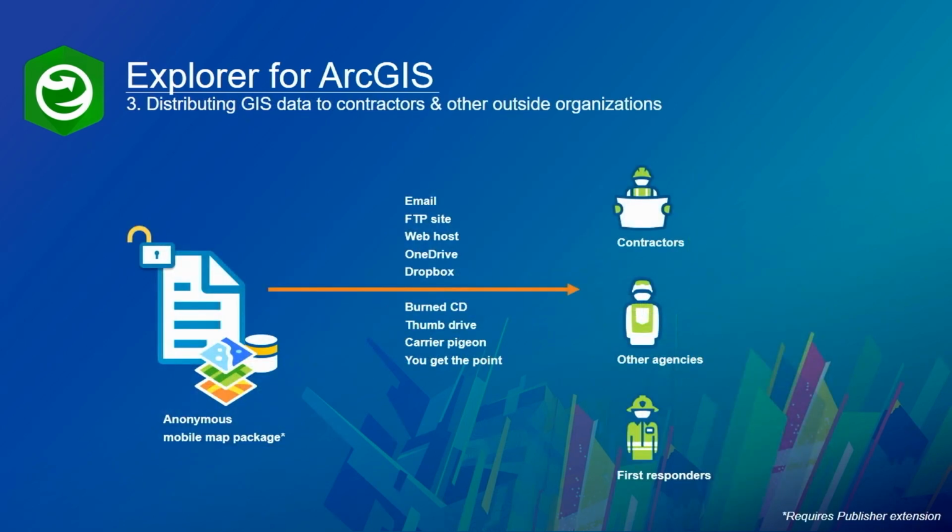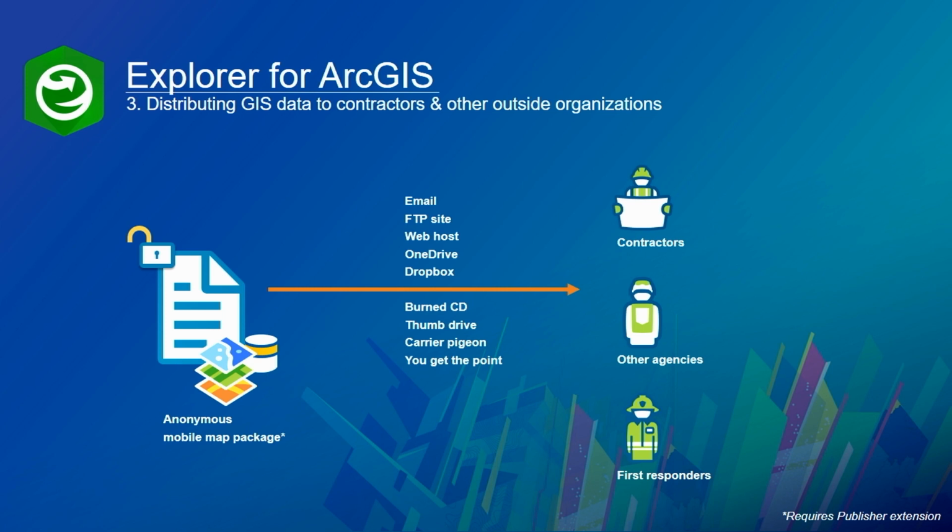And finally, extending that concept, let's say you want to take that mobile map package and make it not just available to people within your organization, but you want to give that to somebody that you work with, a contractor, a third party, anybody else that might need that GIS information, but you don't necessarily want them inside your organization. In that scenario, you can distribute GIS data to them through an anonymous mobile map package. For an anonymous mobile map package, you do need the publisher extension. But what that allows you to do is give that mobile map package to whoever you want, and as long as they have Explorer, they can use it without signing in to open that mobile map package and see the GIS information that you've shared with them.